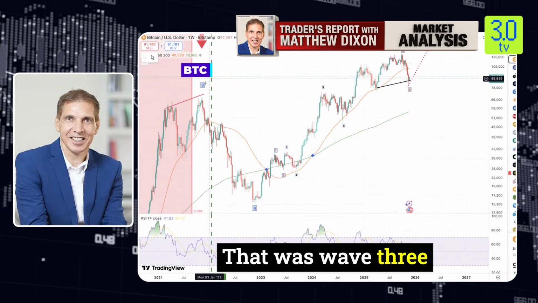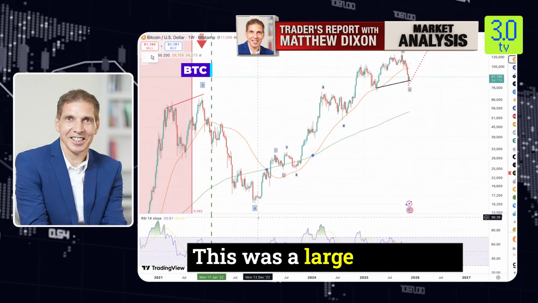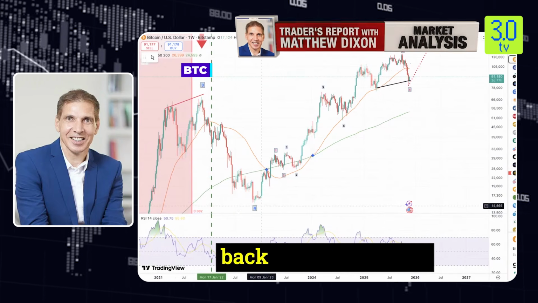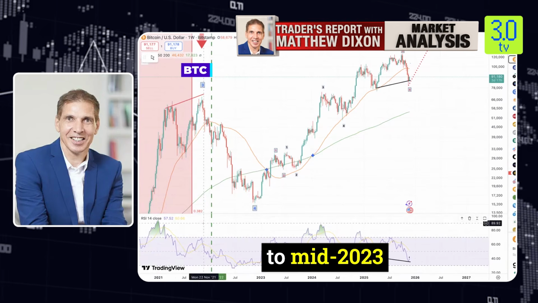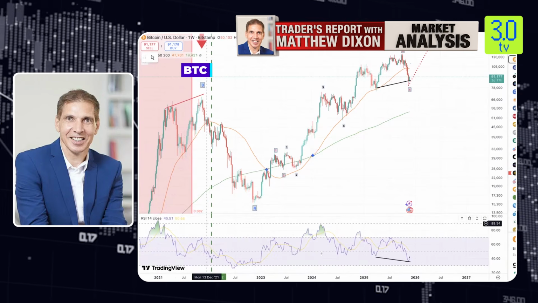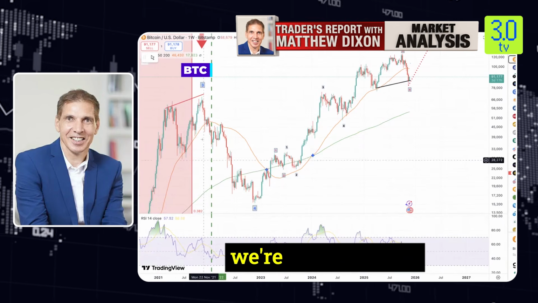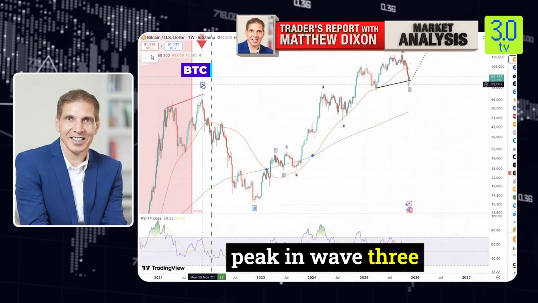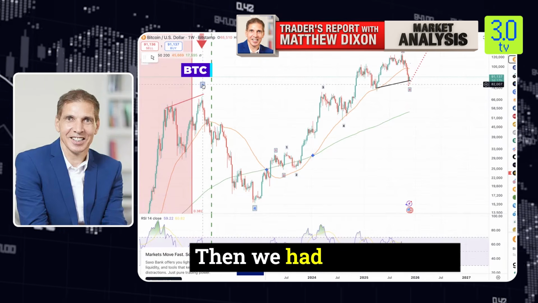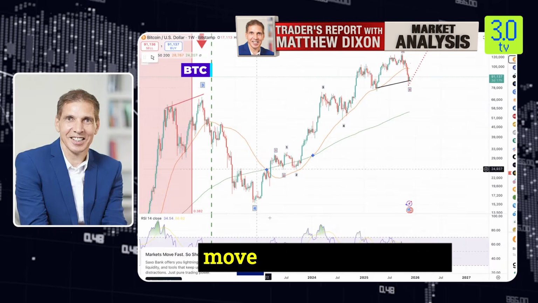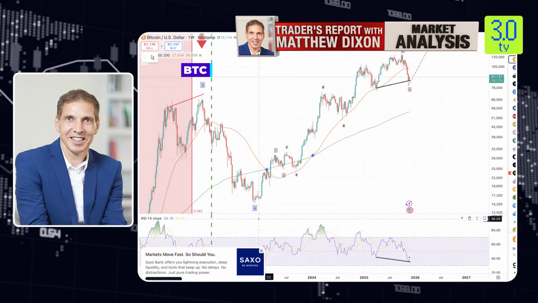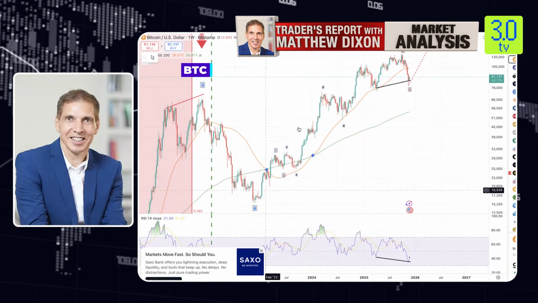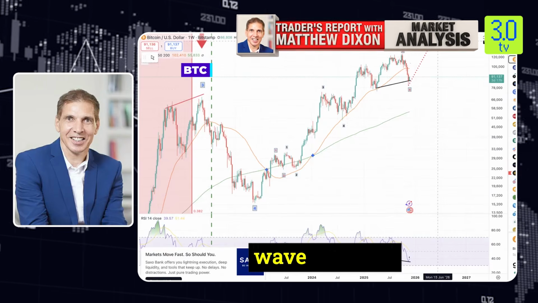That was wave 3, the large wave 3. This was a large wave 4. So you can see we're going back a long way now, to mid-2022. And we can see that was the peak in wave 3. Then we had some kind of move down in wave 4. And then I think we're moving up in a final cycle wave 5 here.